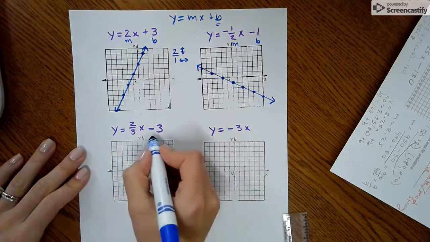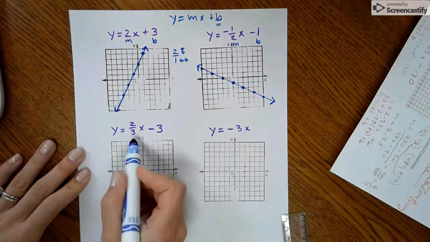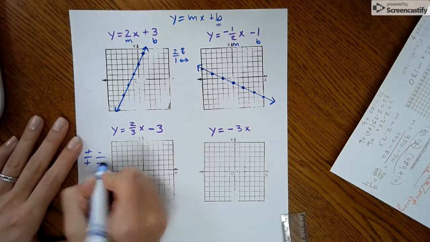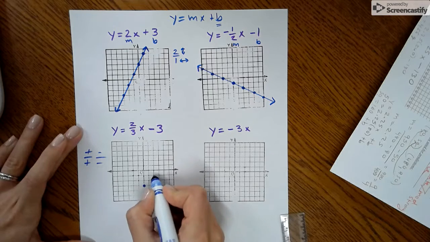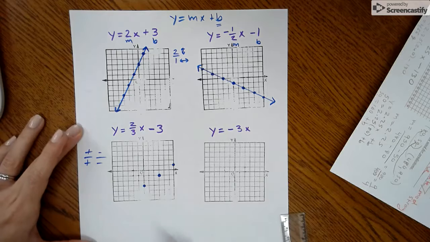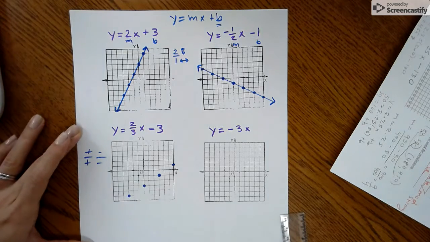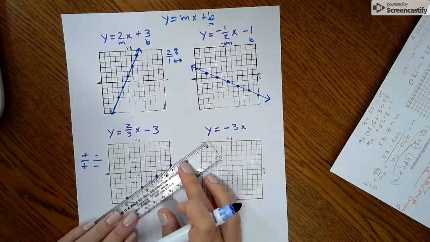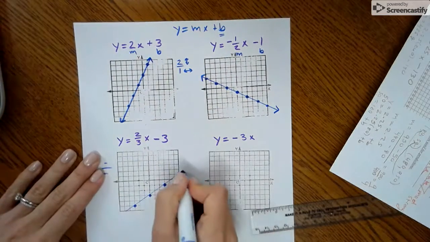All right, third example. Starting point is -3 on the y-axis, so 1, 2, 3. Make a point there. My slope is 2/3, so I can go in 2 positive directions or 2 negative directions. So 2 positive directions would be up 2, right 3, up 2, right 3. 2 negative directions would be down and to the left, so down 2, left 3. And then connect your dots to make your line.